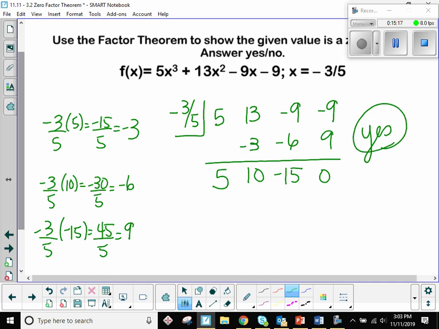So the answer is yes, right? If you did the fractions and you did not get 0 for your remainder, I put the work up here so you could check yourself and see where you went wrong. If you converted to a decimal, I anticipate you did not make any mistakes at all.